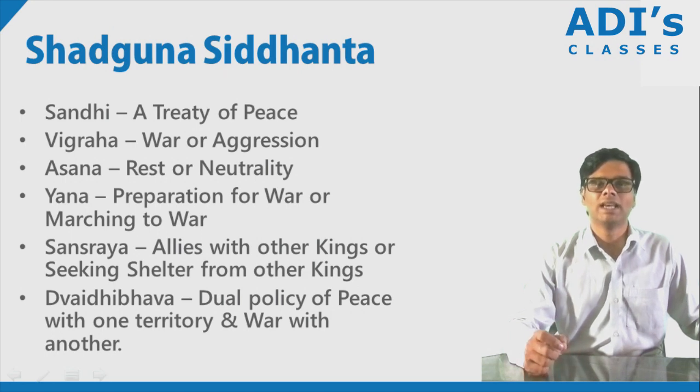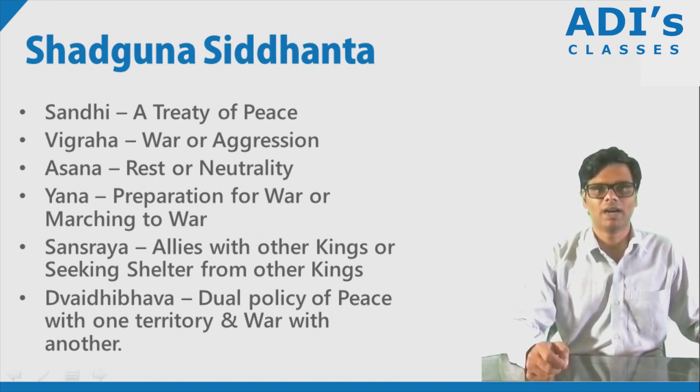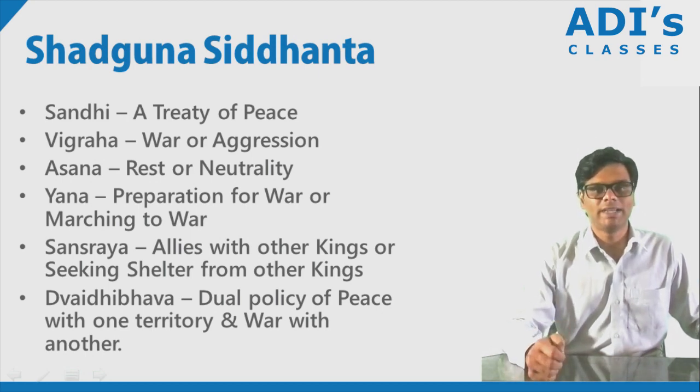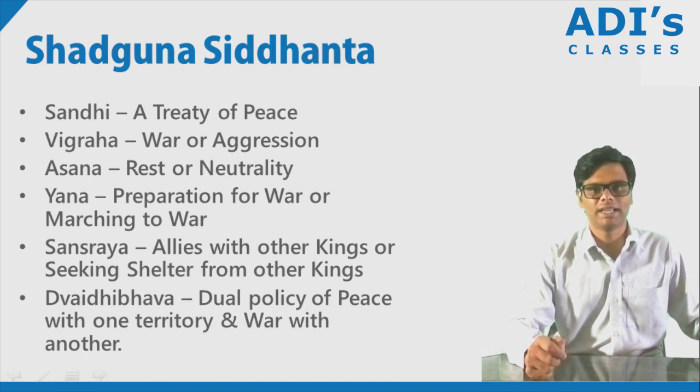The fourth one is yana. Yana is preparation for war or marching for war. The fifth one is sanshraya. Sanshraya means allies with other kings or seeking shelter or ashraya from other kings. Then the sixth one is called dvaidi bhava. Dvaidi bhava means dual policy of peace with one territory and war with another. So these are the six points that come under the Shadguna Siddhanta. Let's look at these concepts in detail.